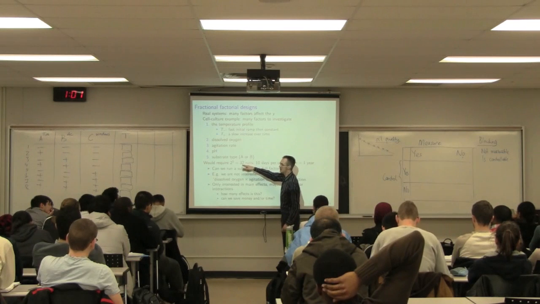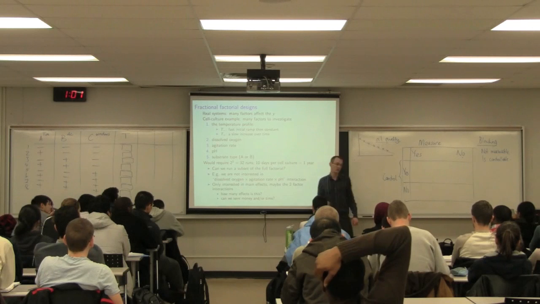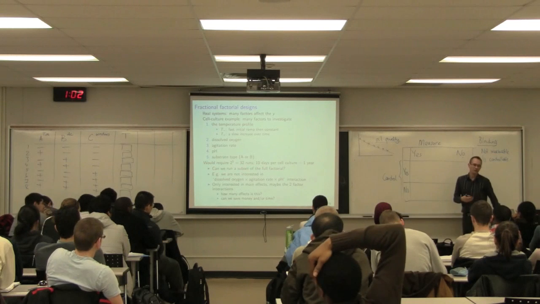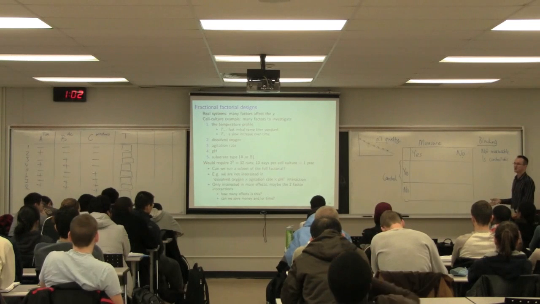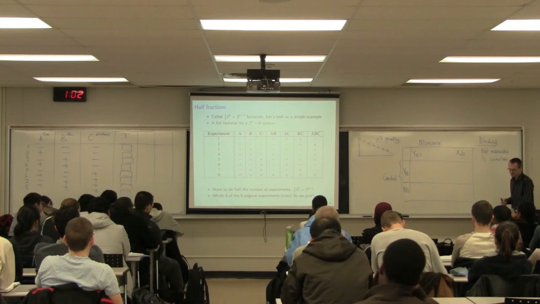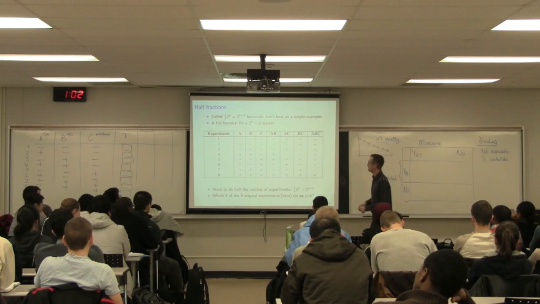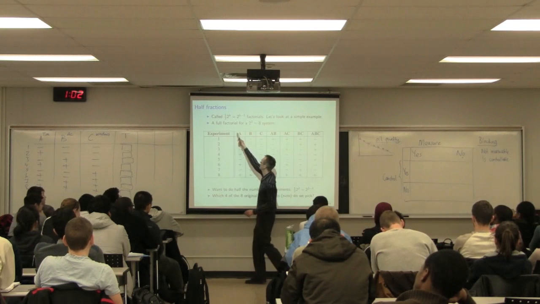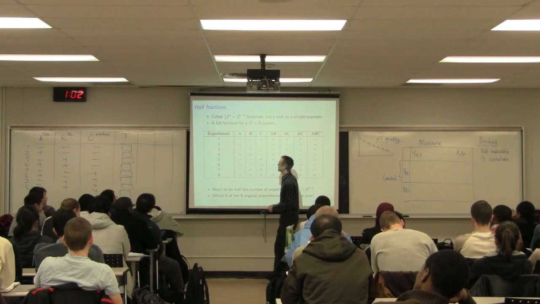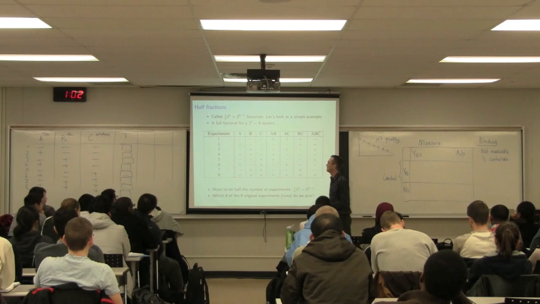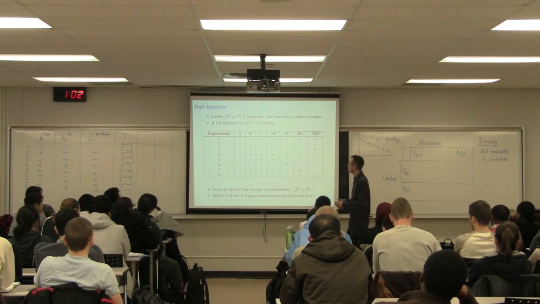Well, how many runs do I need? And how many can I get away with? Well, the first approach is to simply do half the number of runs. And we do that, and call it a half fraction. So a half fraction is, instead of estimating a 2 to the k number of experiments, we have half times 2 to the k, or 2 to the k minus 1 factorial.